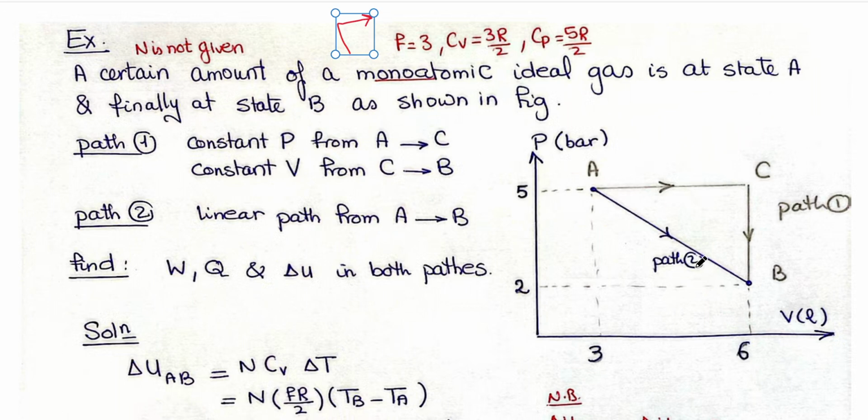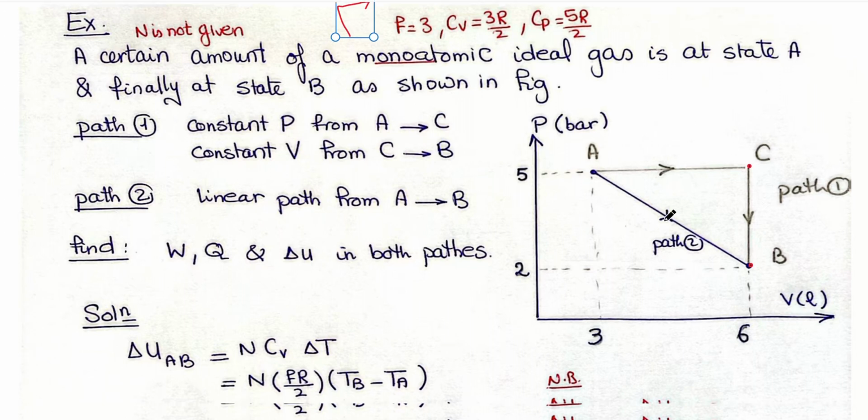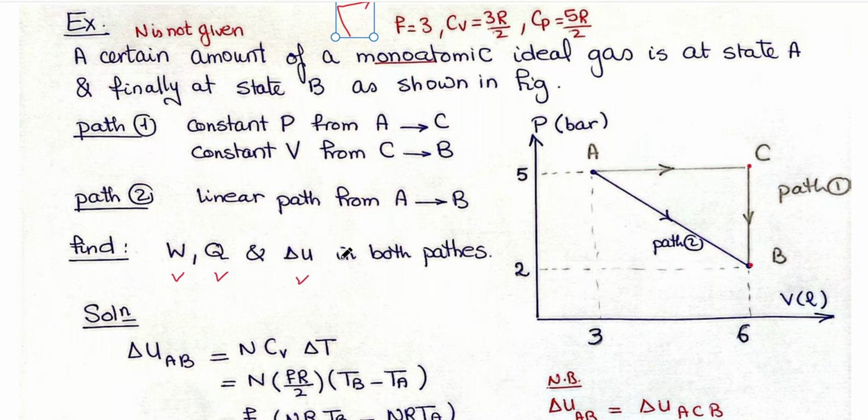Now we have two paths. One path is linear from A to B directly. I have a line joining A and B. This is path number 2. Another path is constant pressure till point C, then constant volume till point B. So I have path number 1 and path number 2. It's required to calculate the three functions, the work, the Q, and the delta U in each path.